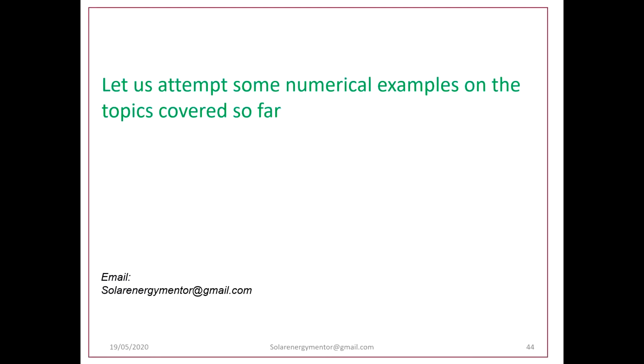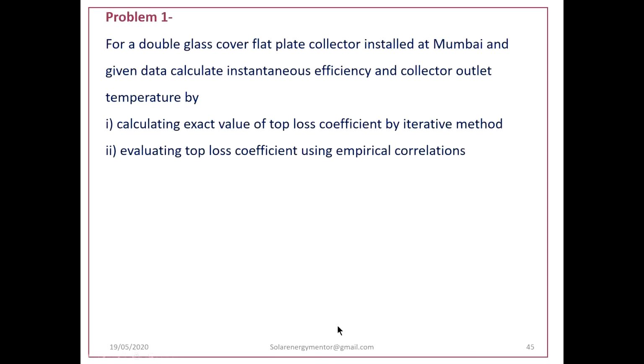Let us attempt some numerical examples on the topics covered so far. This problem reads: for a double glass cover flat plate collector installed at Mumbai and with the given data, the data is given in the problem, calculate instantaneous efficiency and collector outlet temperature by 1. Calculating exact value of top loss coefficient by iterative method, and then evaluating top loss coefficient using empirical correlations.